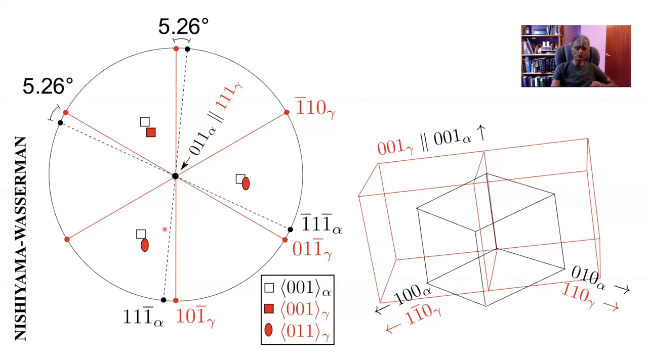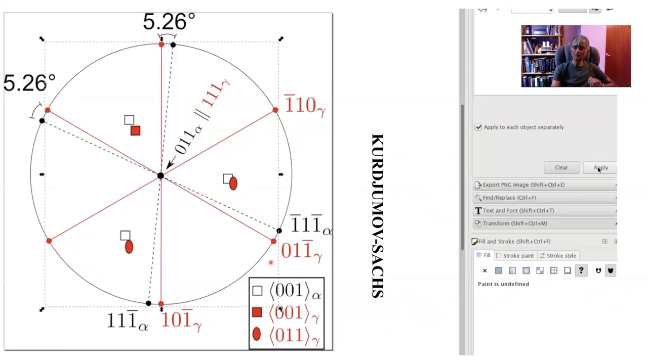The second one is known as the Kurdjumov-Sachs orientation, which is closely related to Nishiyama-Wasserman. This is still Nishiyama-Wasserman, and I'm going to show you how closely related they are by playing this movie.